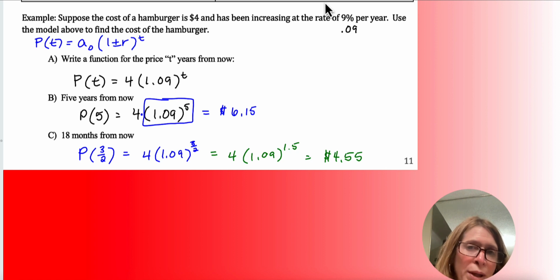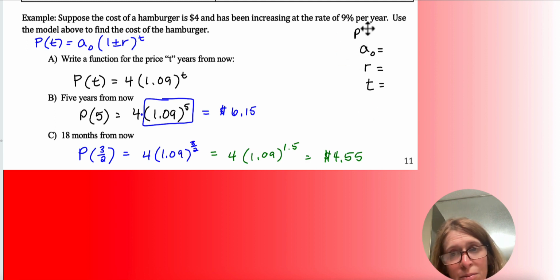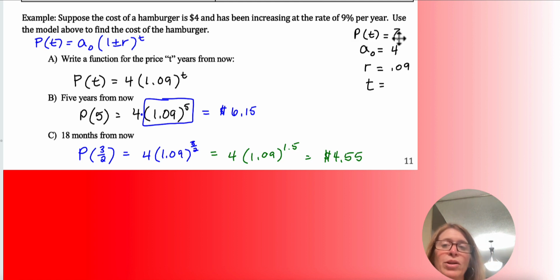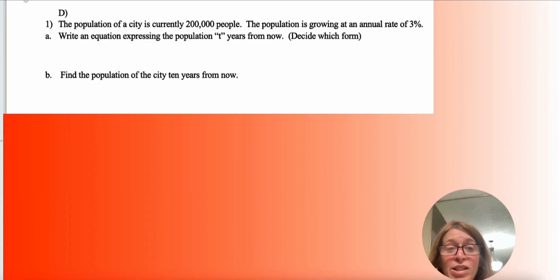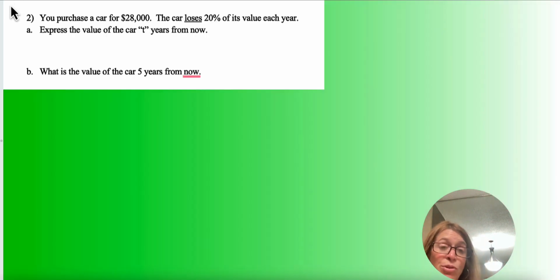One way to make these really simple if you want is to make yourself a little list and plug in what you have and what you need. So for p of t, I knew a sub 0 was $4. I knew r, it was 0.09. The time I knew was 5. And so you'd be looking for p of t. That would be your unknown. Okay? All right, let's keep going. I want you to try the first example, decide which form you're going to use, and then try it.